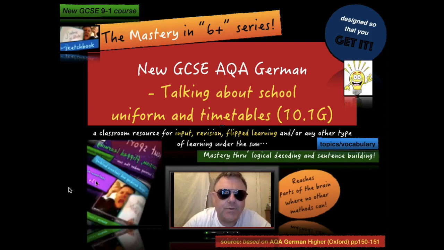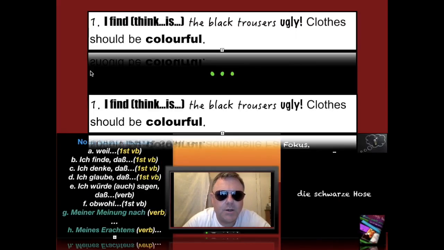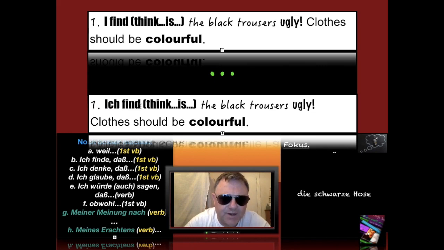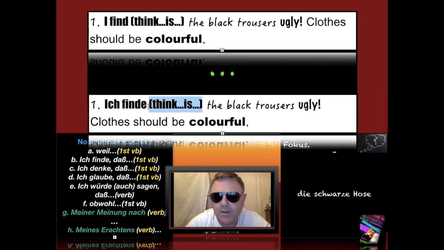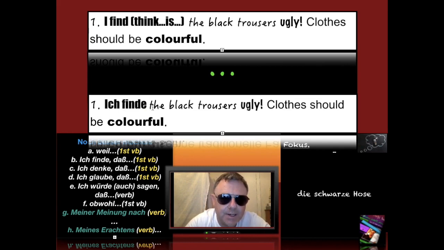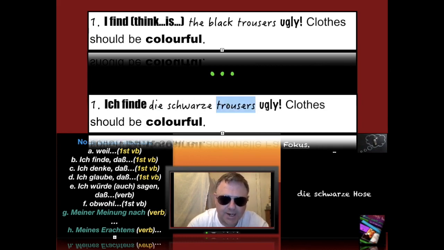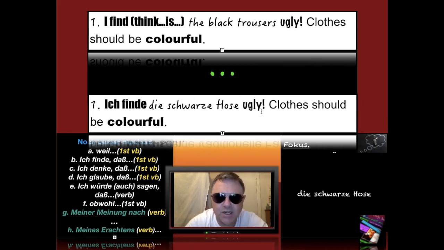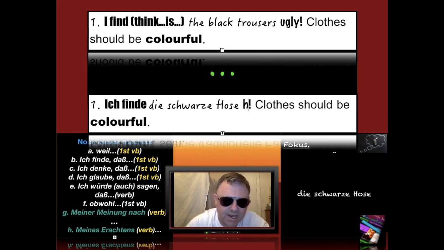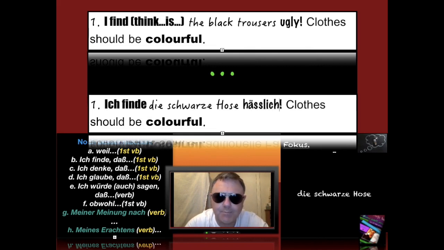Talking about school uniform timetables, 10.1G, here we go. The first one here. So, I think, blah, blah, blah. Here we go. Ich finde, meine Damen und Herren. So, ich finde, the black trousers is die schwarze Hose. So, die schwarze Hose is the black trousers, ladies and gents. And ugly is this word hässlich. So, we've got hässlich, wie das, meine Damen und Herren.